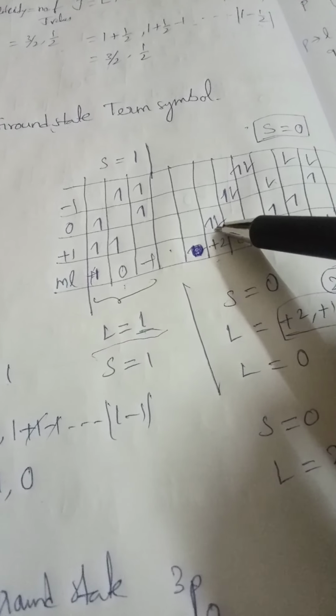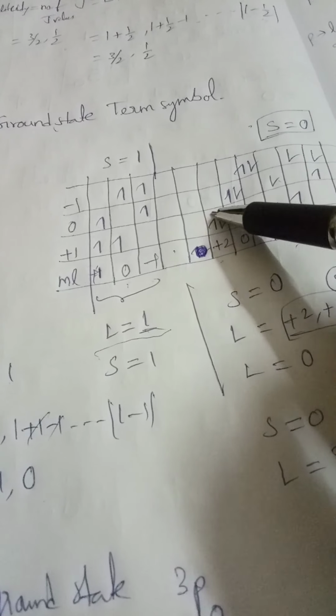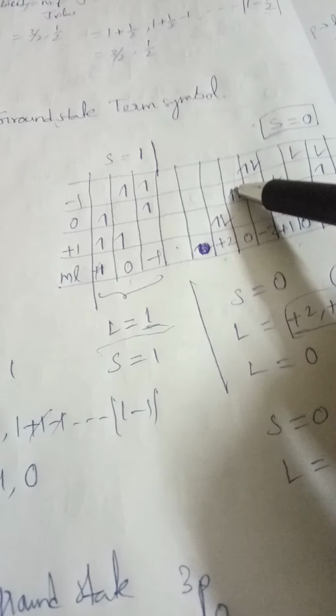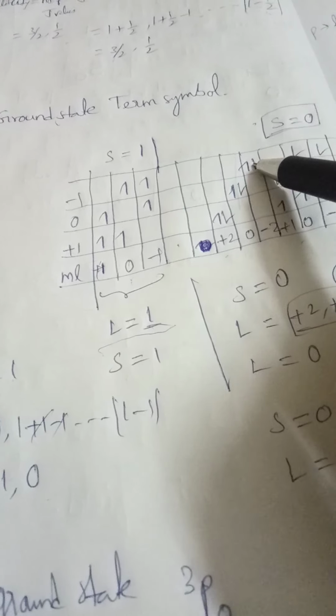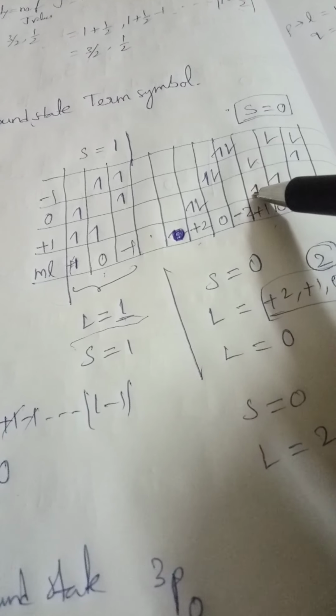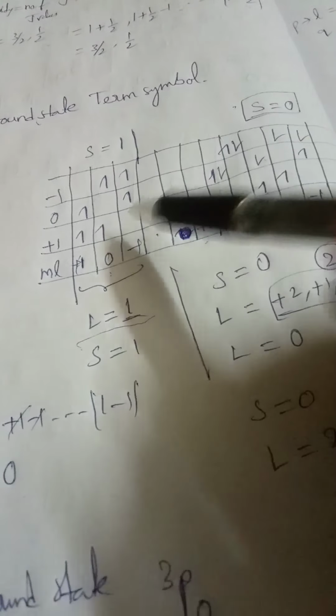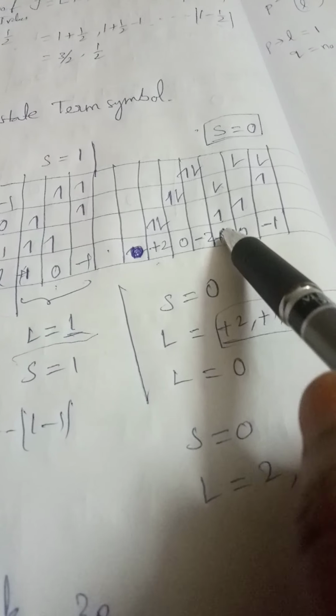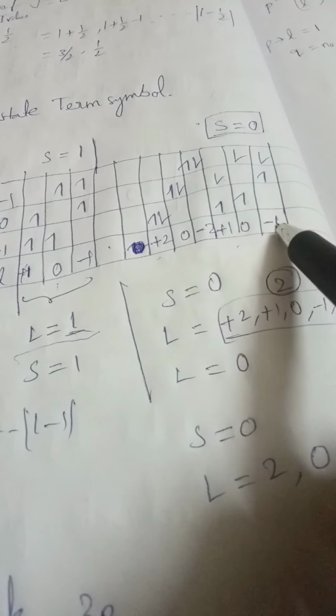So there are several possibilities. Two electrons filled in the same orbital: 2 into plus 1 is plus 2, 2 into 0 is 0, 2 into minus 1 is minus 2. Again the electrons can be filled in opposite spin levels in different orbitals: plus 1 and 0 gives plus 1, plus 1 and minus 1 gives 0, 0 and minus 1 gives minus 1. So we get the set plus 2, plus 1, 0, minus 1 and minus 2.